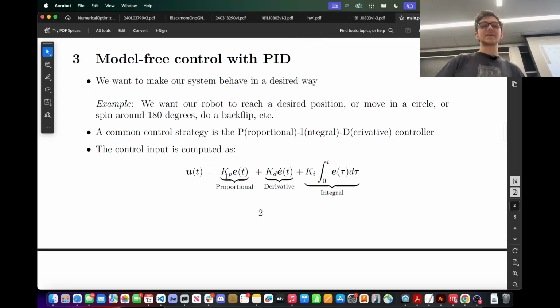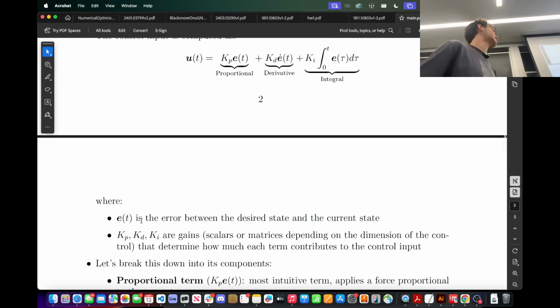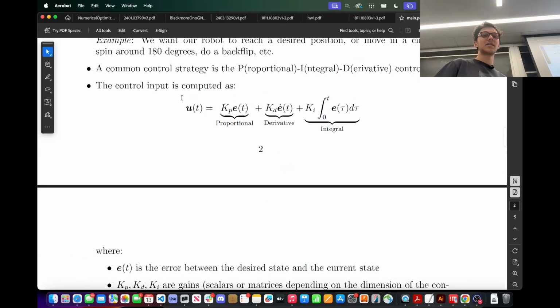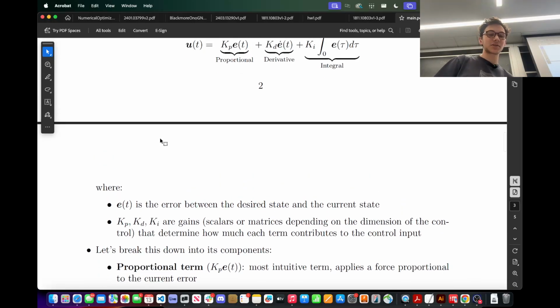this first term, which is the proportional term. E is the error between the desired and current state, and these Kp, Kd, Ki are gains, which I'll talk about in a second. Essentially, these are just weights that determine how much each component of this control law contributes to the force that you apply. The proportional term is by far the most intuitive.